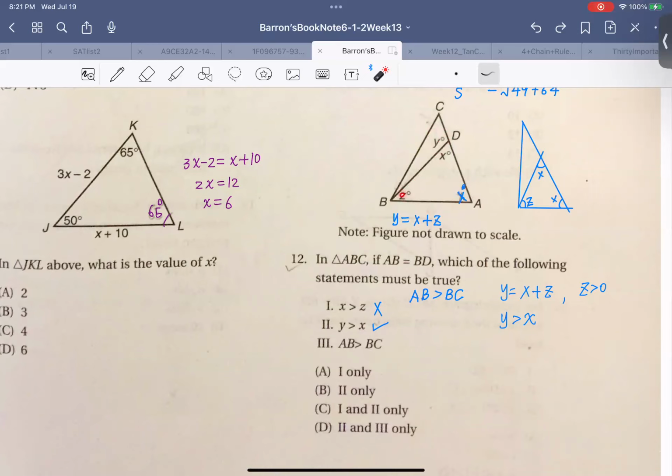And every angle has to be a positive angle. There's no negative angle. So z is greater than 0, that means y will be greater than x. Okay, y will be greater than x. So y is greater than x. Which one must be true? This is number 2, which is true.